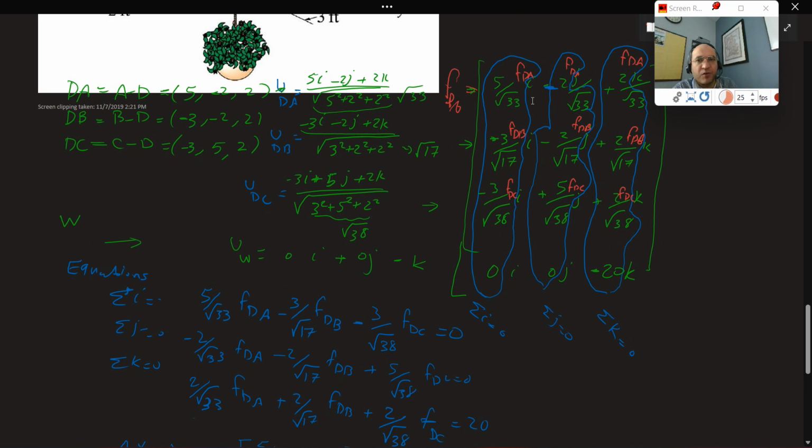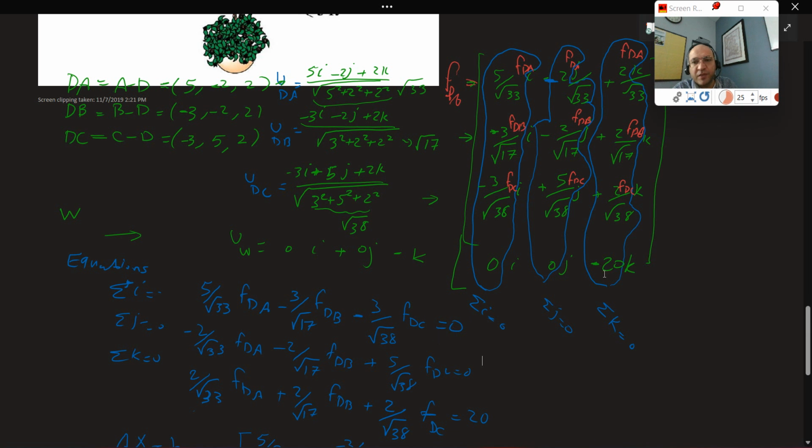Now we have the three equations, so we write the three equations, and then I'm going to move the 20 from this side to the other side for the sum of K. On the K, you have 2 over root 33 FDA, 2 over root 17 FDB, 2 over root 38 FDC, minus 20 equal to 0. You bring the 20 to the other side.